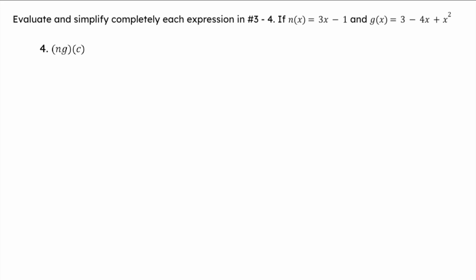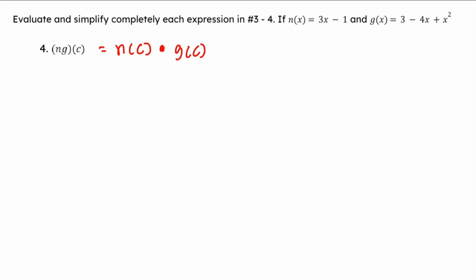For problem 4, we're going to use our same functions, but instead we're going to evaluate and simplify n times g of c. Now again, if your brain isn't really comprehending this function notation, we can rewrite this as n of c multiplied by g of c. So what we're really going to do here is plug in c into both functions, and then multiply them together. So in this problem, you're not actually going to get an integer, like a number, as your final answer. You'll have an expression. We'll call it a polynomial.